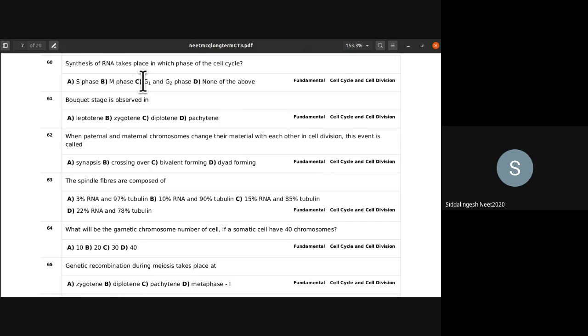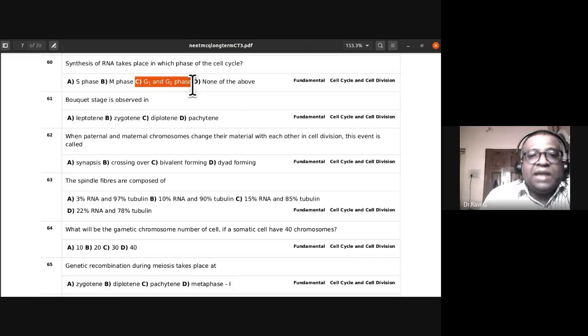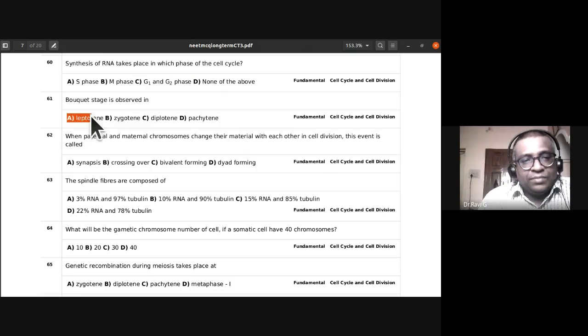G1 and G2, sir. Yes, very good. G1 and G2 phase, RNA synthesis happens. DNA synthesis is only in S phase. Bouquet stage is observed in leptotene.